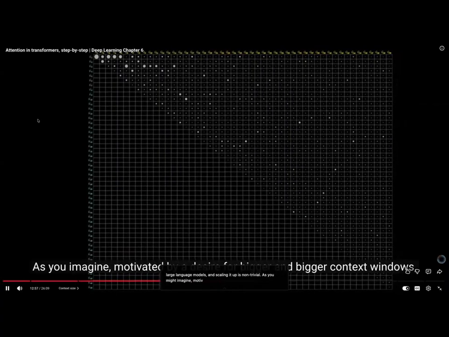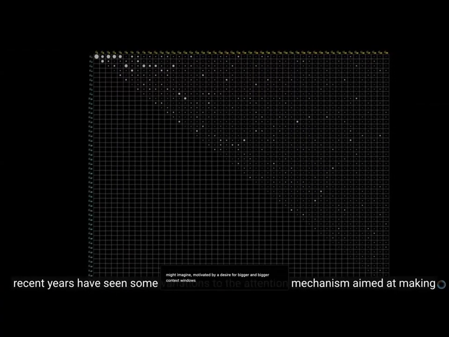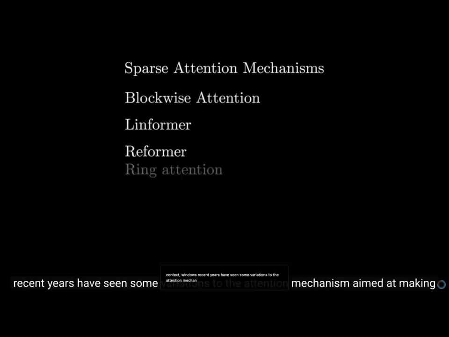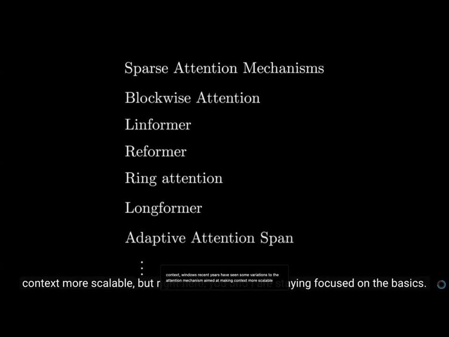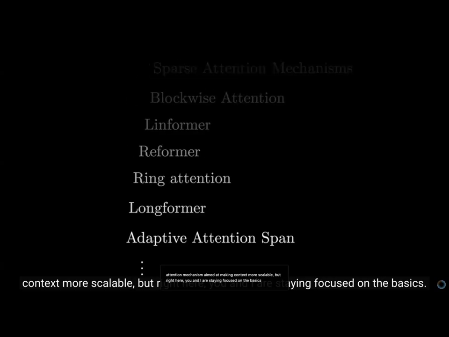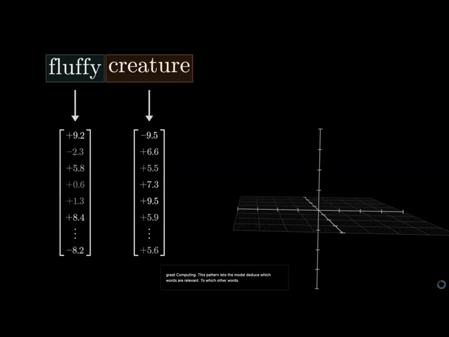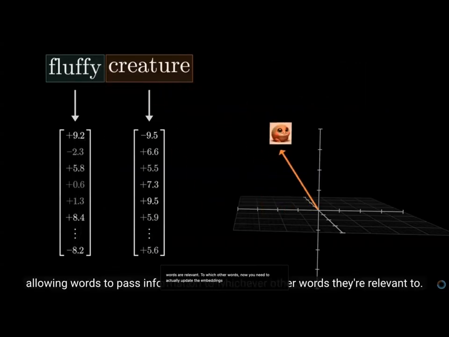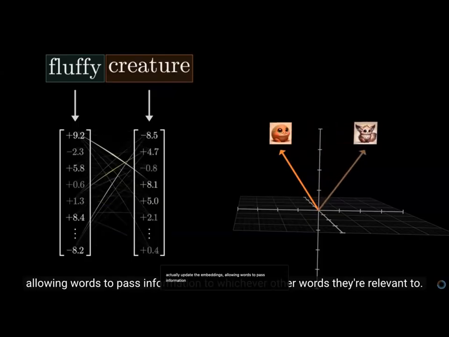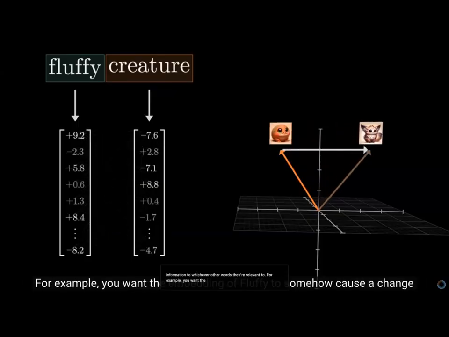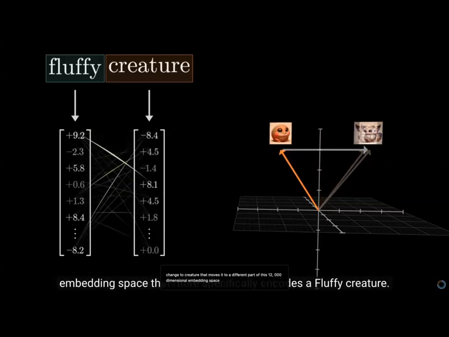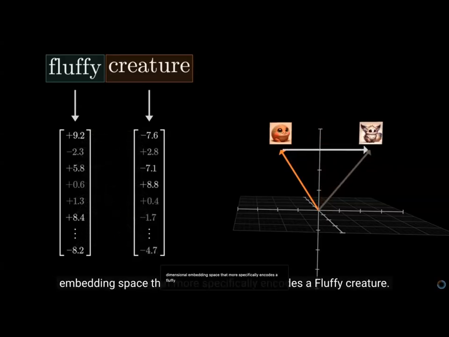As you might imagine, motivated by a desire for bigger and bigger context windows, recent years have seen some variations to the attention mechanism aimed at making context more scalable. But right here, you and I are staying focused on the basics. Okay, great. Computing this pattern lets the model deduce which words are relevant to which other words. Now you need to actually update the embeddings, allowing words to pass information to whichever other words they're relevant to. For example, you want the embedding of fluffy to somehow cause a change to creature that moves it to a different part of this 12,000 dimensional embedding space that more specifically encodes a fluffy creature.